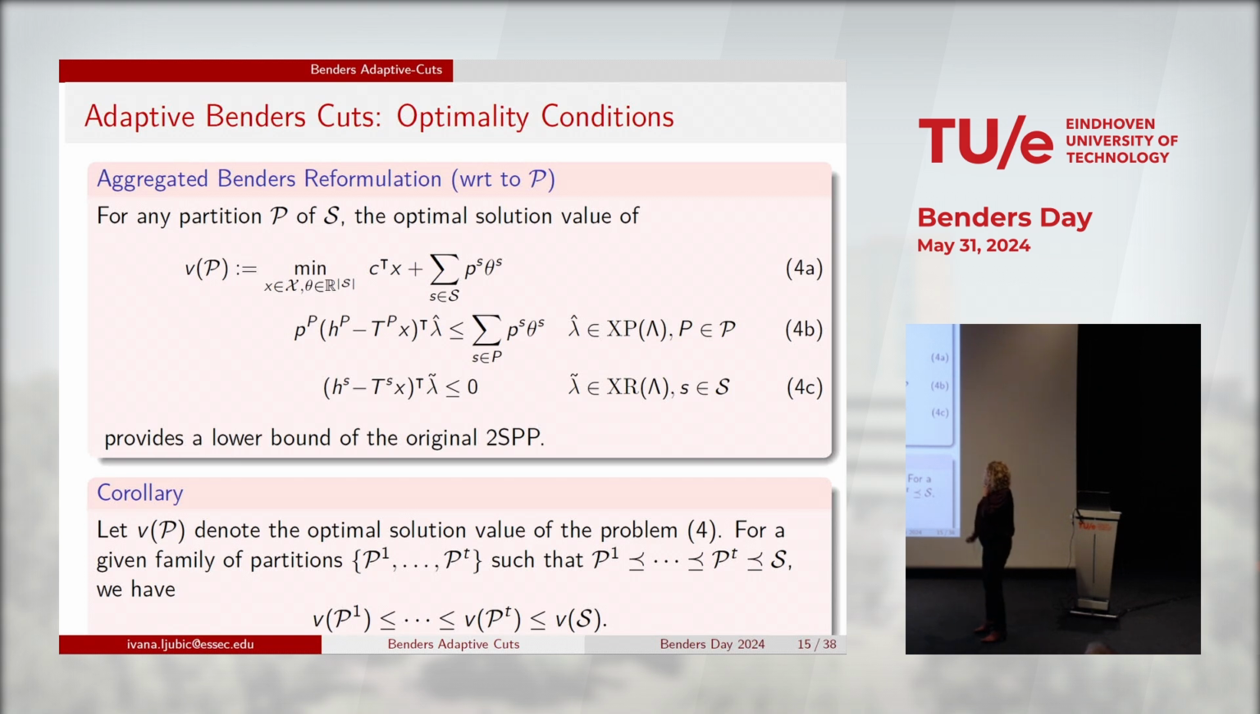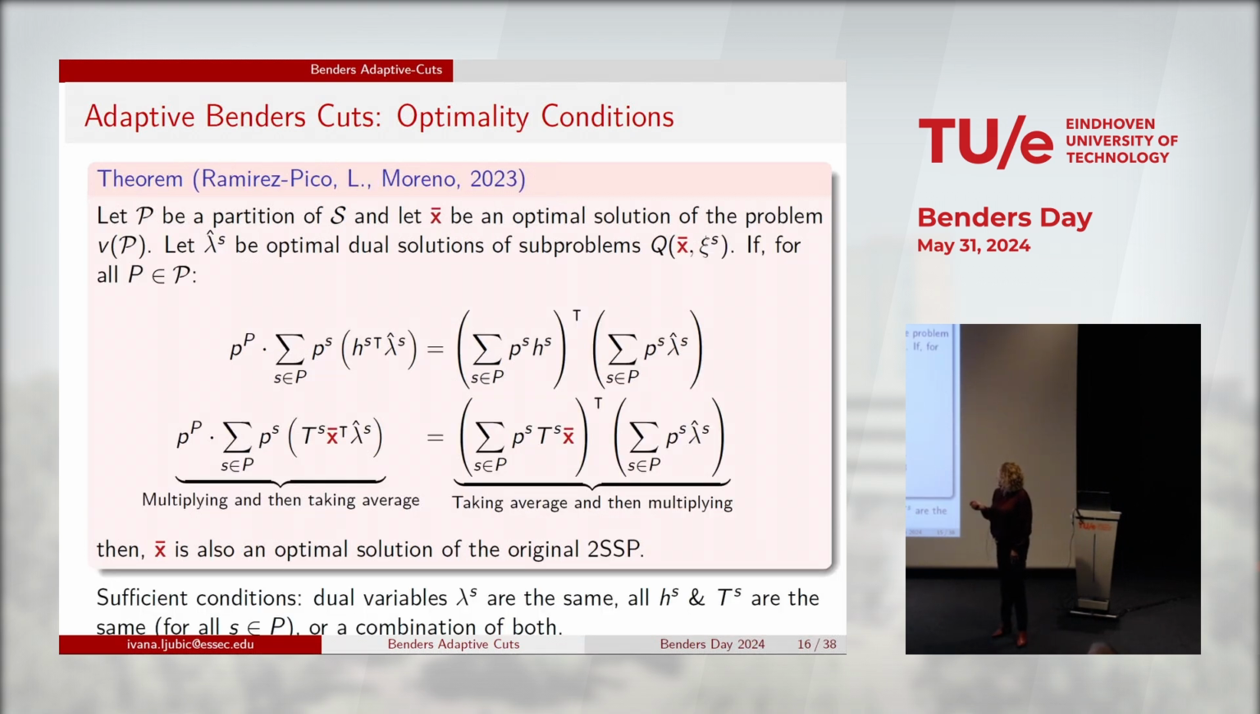Okay? And if we solve these problems, what we get is a lower bound to the optimal solution of the problem. Why? Because it's just a relaxation. We are not considering all scenarios, but just a subset. If we have a mechanism to dynamically refine these partitions, maybe we start with a single scenario which is the average across all of them, then we will of course improve the bounds. And in the worst case, if we have to refine until the whole set of scenarios, we have the same solution.